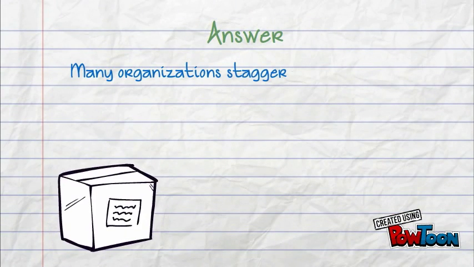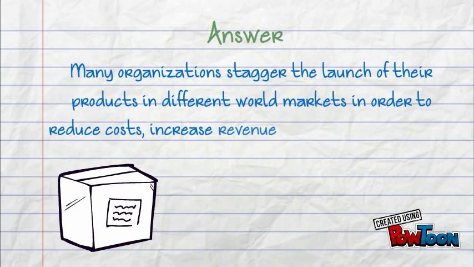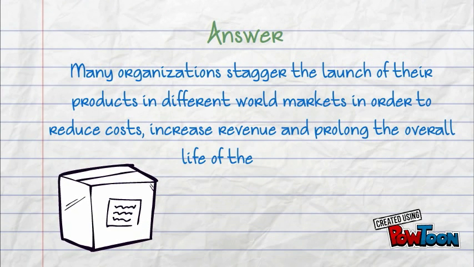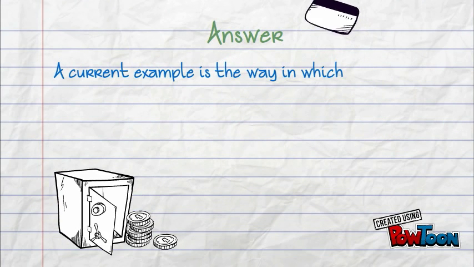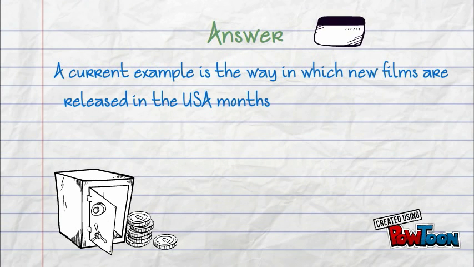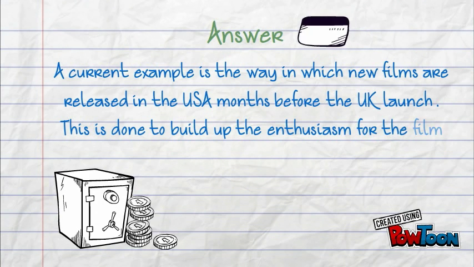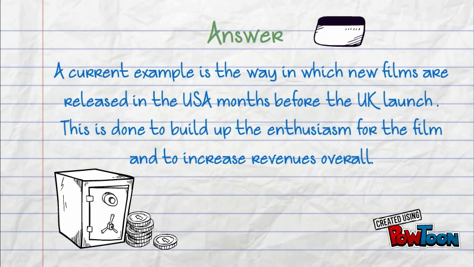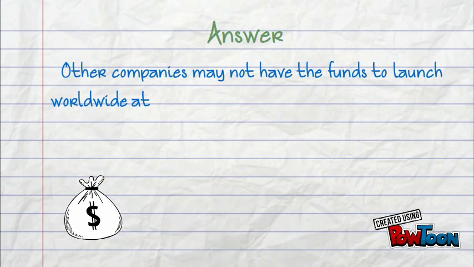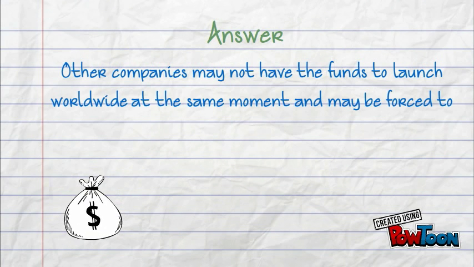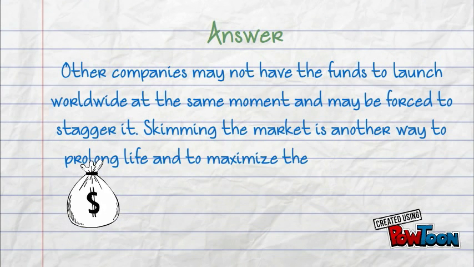Many organizations stagger the launch of their products in different world markets in order to reduce costs, increase revenue, and prolong the overall life of the product. A current example is the way in which new films are released in the USA months before the UK launch. This is done to build up enthusiasm for the film and to increase revenues overall. Other companies may not have the funds to launch worldwide at the same moment and may be forced to stagger it. Skimming the market is another way to prolong life and to maximize the revenue over a product's life.